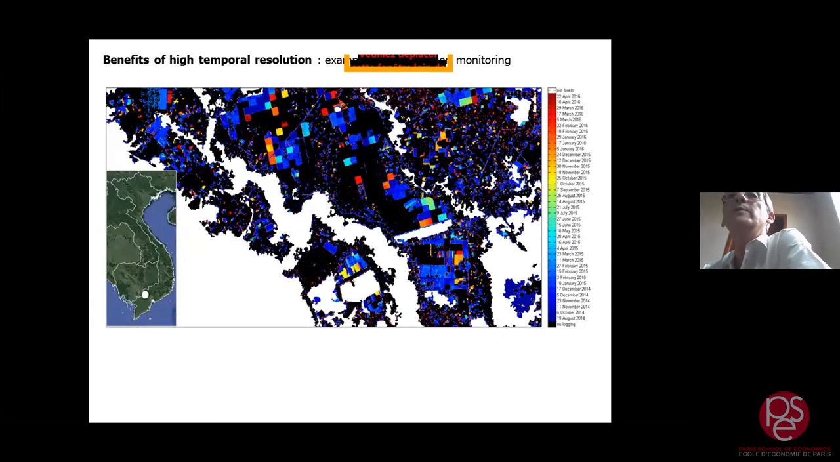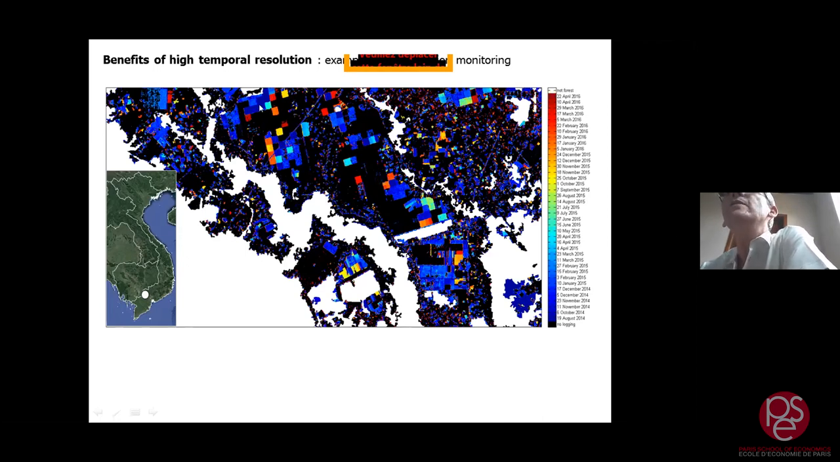And just to show a few applications, here I have an example showing the benefit of high temporal resolution for the monitoring of deforestation. This is in Southeast Asia, and there are similar works in Amazonia, where I can see here on the right the date indicated as a color, which means that for the government, for instance, I can monitor the deforestation and compare the actual deforestation with what was supposed to happen based on the authorization, so that I have the spatial pattern of the deforestation.